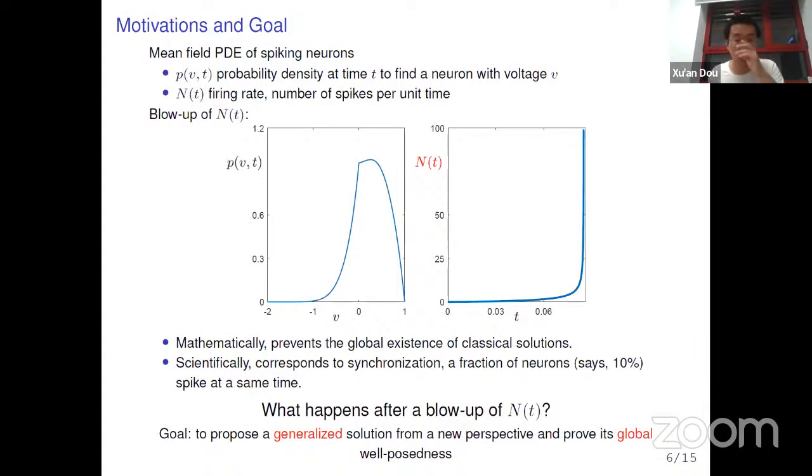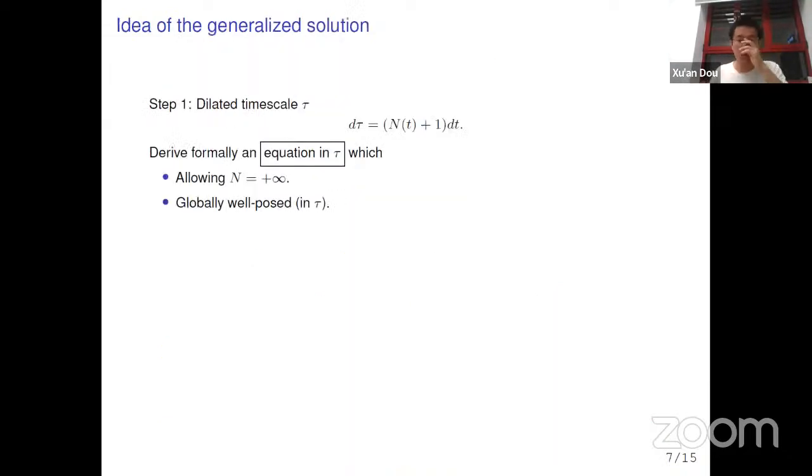To summarize, with both mathematical motivation to have a global solution and the scientific motivation to describe the synchronization in the mean field model, in this work we propose a generalized solution which allows the blow up of the fan rate and prove its global well-posedness. The idea of our generalized solution is based on introducing a new time scale tau. We call it a dilated time scale. It is given by this change of variable formula, and it's related to the fan rate n.